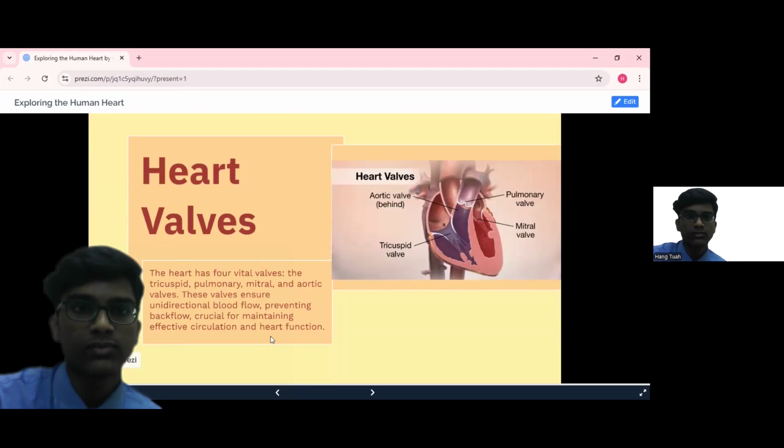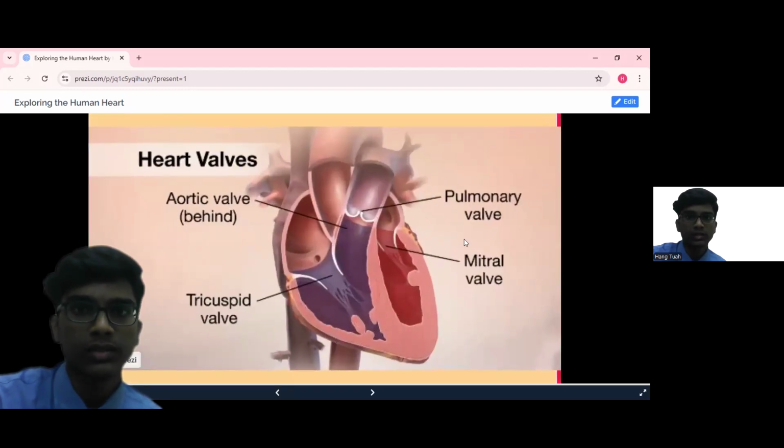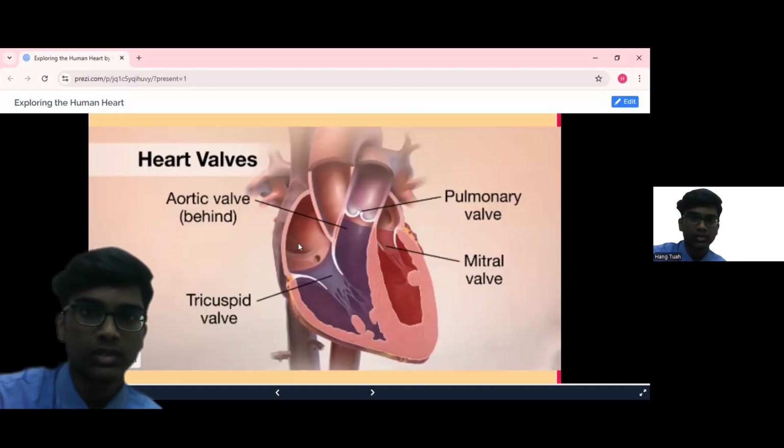So as you can see in this picture, we have the mitral valve, which is also called the bicuspid valve, which separates the left atrium and the left ventricle. Then you have this tricuspid valve over here, which separates the right atrium and right ventricle, and this pulmonary valve, where deoxygenated blood enters the pulmonary trunk, and behind the pulmonary trunk here, there is the aortic valve.